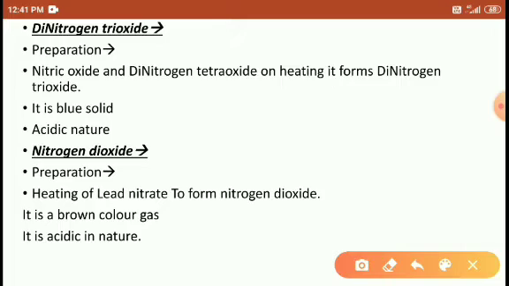Dinitrogen trioxide: the preparation from nitric oxide and dinitrogen tetroxide on heating. It is a blue color solid and acidic in nature. It acts as acidic because when it dissolves in water it forms HNO2, HNO3, etc. Right, students?